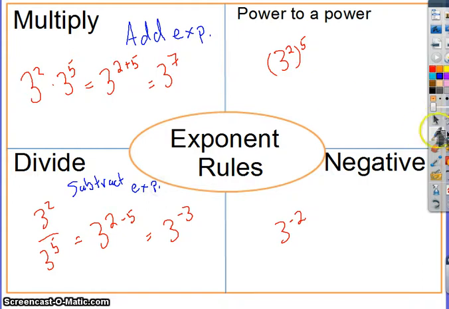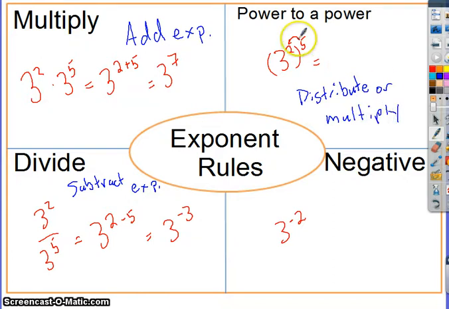And then there's the power to a power rule. Notice that this is 3 to the second to the fifth, and I have a power and a power that are touching each other. You might also want to call this, you either distribute for this one, or you could say that you multiply. I prefer calling it the distributive rule. So I'm going to distribute the exponent on the outside to the one on the inside, so that's 3 to the 2 times 5, which is 3 to the 10th. So that's 2 times 5 here.